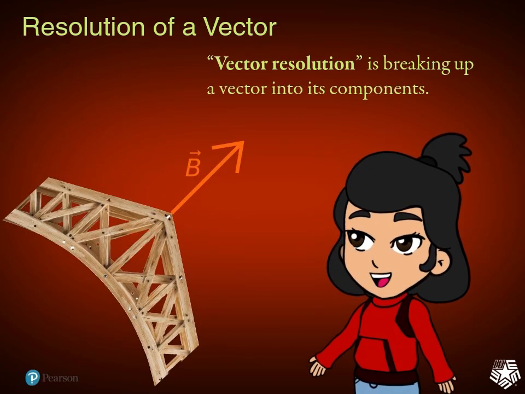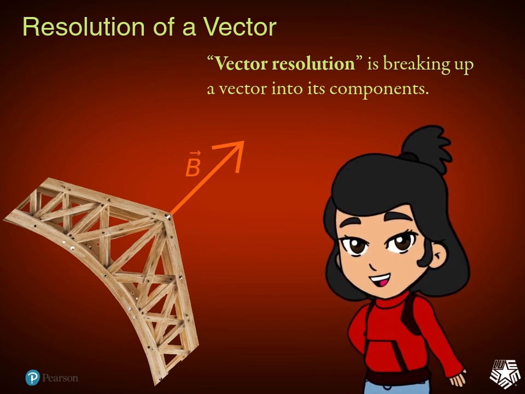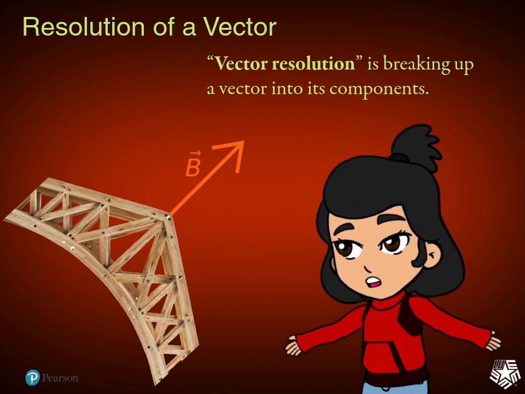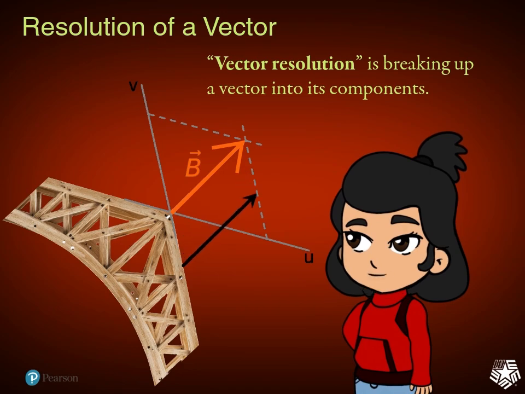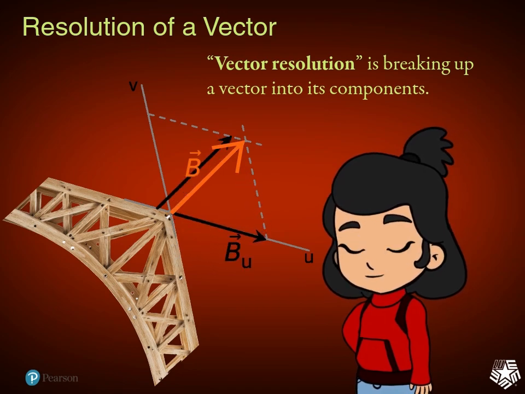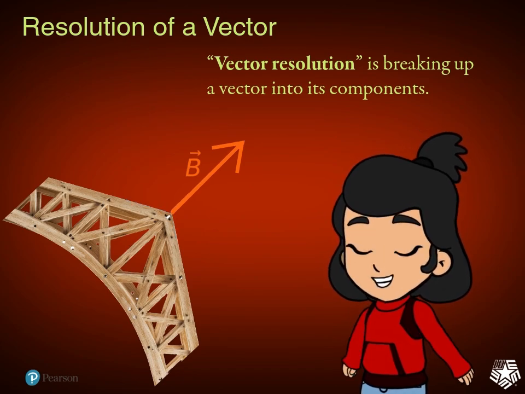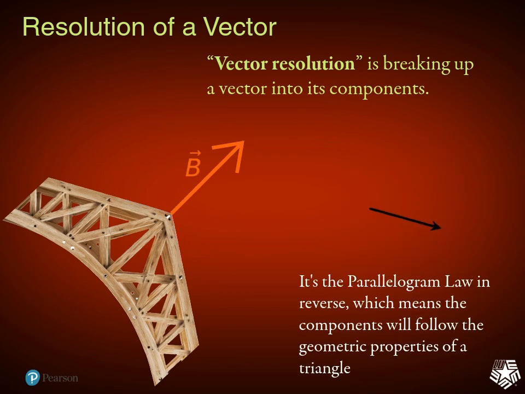Now suppose we have a rope pulling the truss as shown. The force along the rope is a vector that can be split into its component parts. We want to know how much force that rope is exerting on the two sides of the truss. We can resolve B into B_u, a force acting along the u-axis, and B_v, a force acting along the v-axis. This process is the reverse of the parallelogram law.